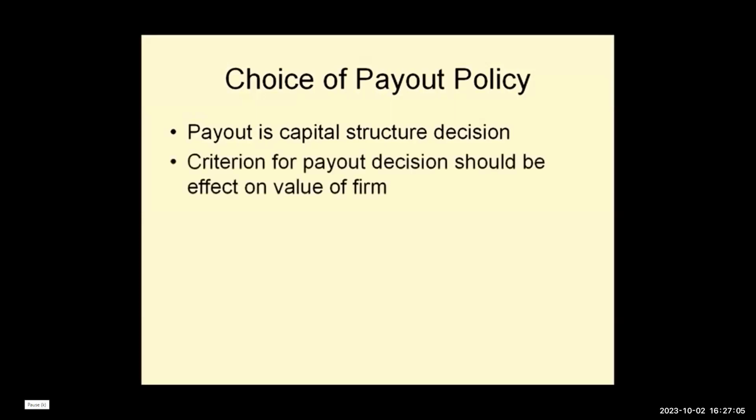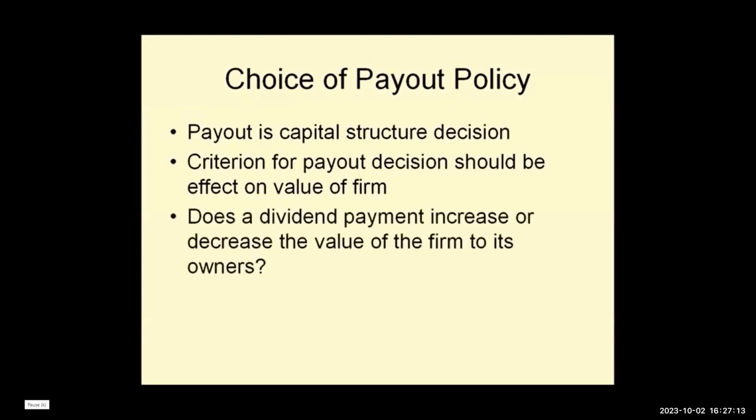Firms have a choice of dividend, or more broadly, cash payout policy. In making the choice, it's important to note that a dividend or other cash payout is a capital structure decision, because a dividend payment takes equity as well as cash out of the firm. Hence, a dividend payout increases the percentage of assets financed by debt. The criterion for the payout decision is the effect of the payout on the value of the firm to its owners.